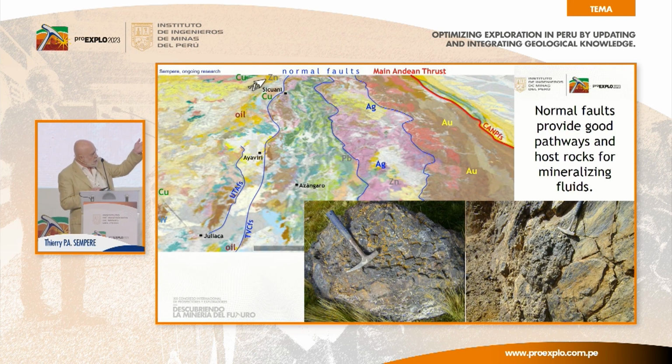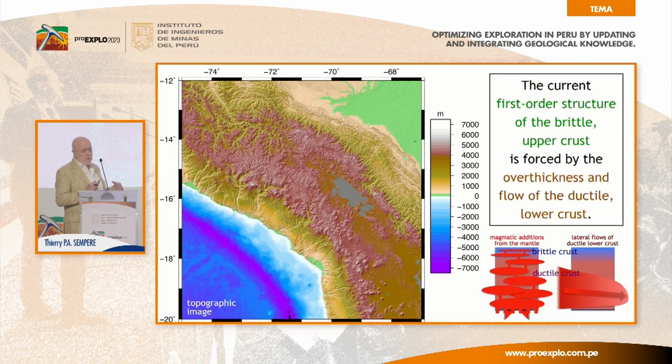As you can see here in the picture to the right, there's a normal fault with good pathways and host rocks for mineralizing fluids. This is actually very favorable for mining exploration. So it gives a new perspective.